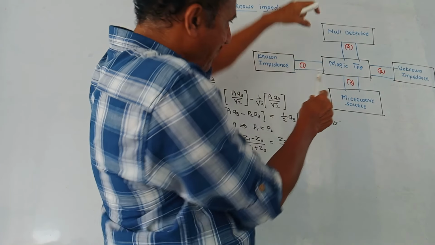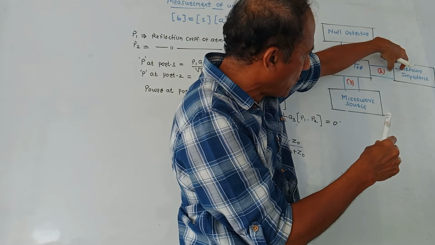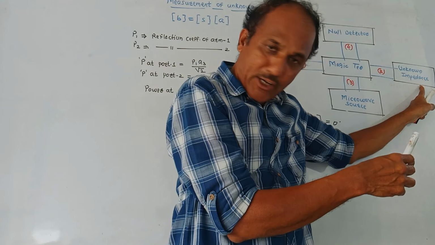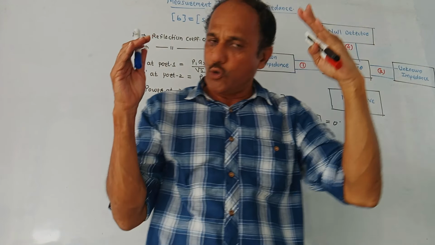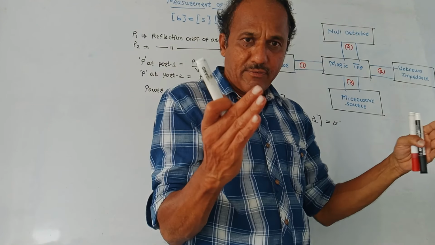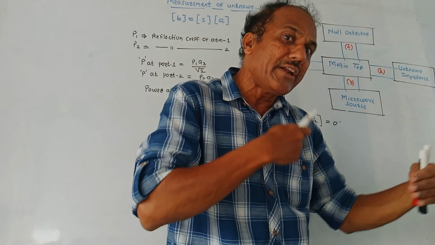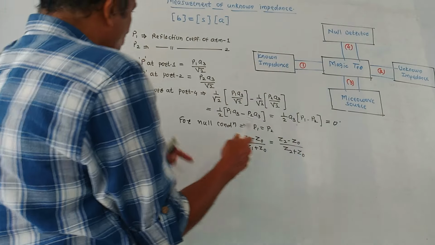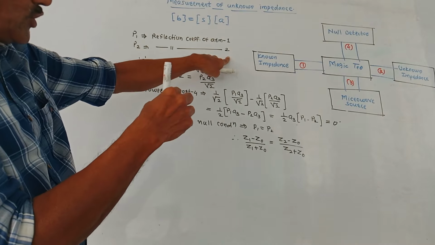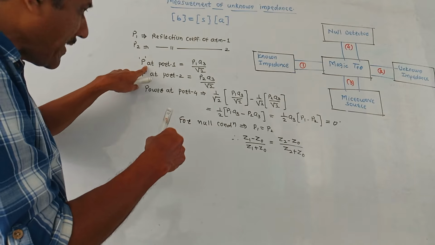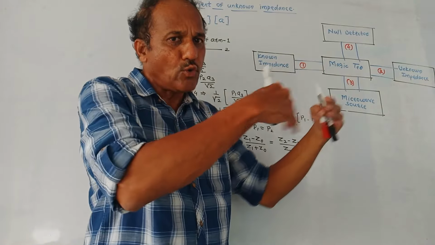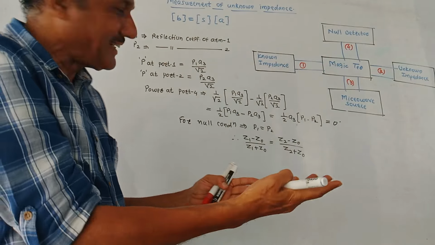Look at this diagram. At port 1, we have connected a known standard impedance, and at port 2, an unknown impedance which we want to measure. But these two impedances initially are not equal. Since they are unequal, there will be reflection. So P1 represents the reflection coefficient of arm 1, P2 represents the reflection coefficient of arm 2. Now P, that means power at port 1. This is the power. Make the thing simple. We are not going into detailed mathematical analysis.